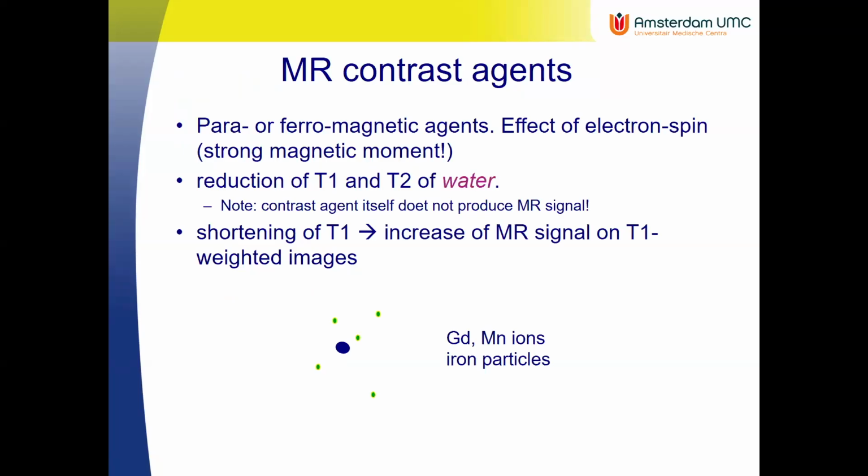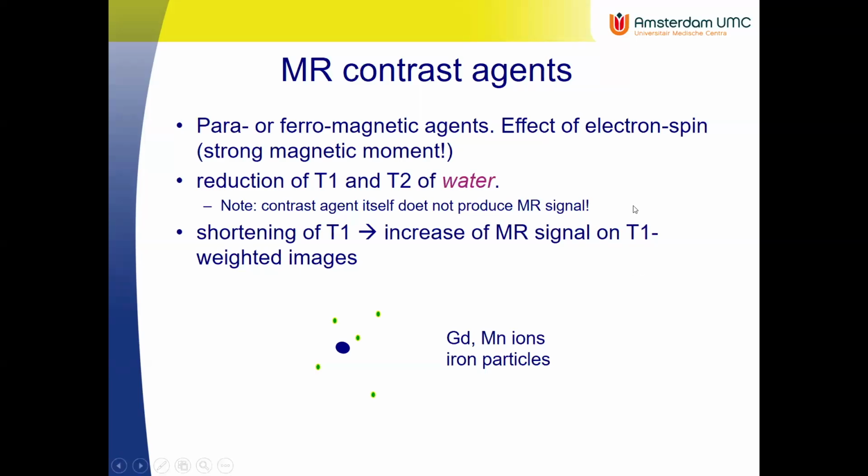The contrast agents that we use for MR imaging consist of paramagnetic or ferromagnetic agents, and they interact with the compass needles, with the protons. The interaction results in a reduction of the T1 and T2 relaxation times of protons existing in water. So the contrast agent itself does not produce an MR signal, but it influences the relaxation rates of the protons.